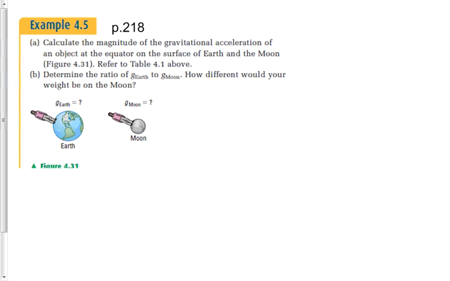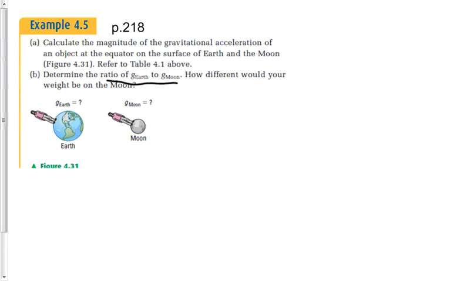It says, find the magnitude of the gravitational acceleration of an object at the equator on the surface of the Earth and on the surface of the moon, and we want to find the ratio. Jace asked a question when we went over the homework, comparing one thing to another. We said when we want to compare, we divide. And when we want to find a ratio, we also divide. It's the same thing. That's what we're going to do here as well.